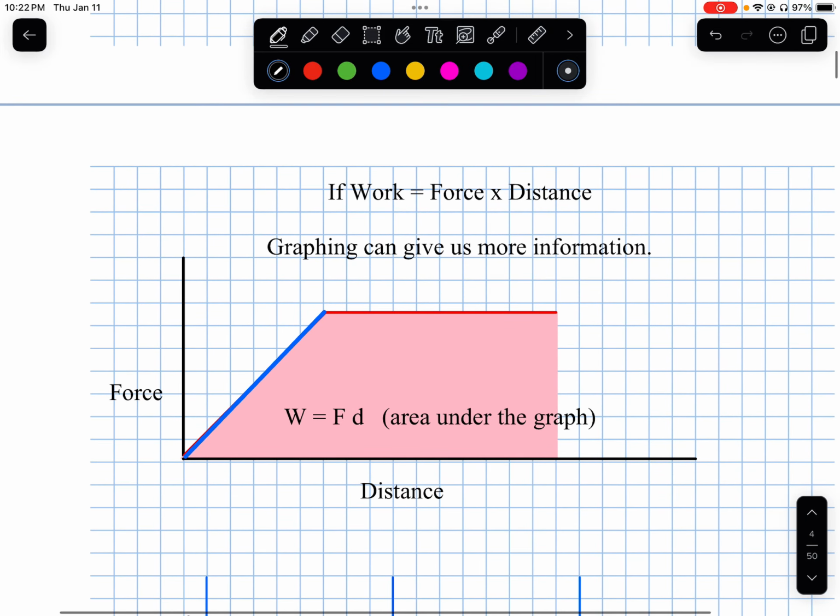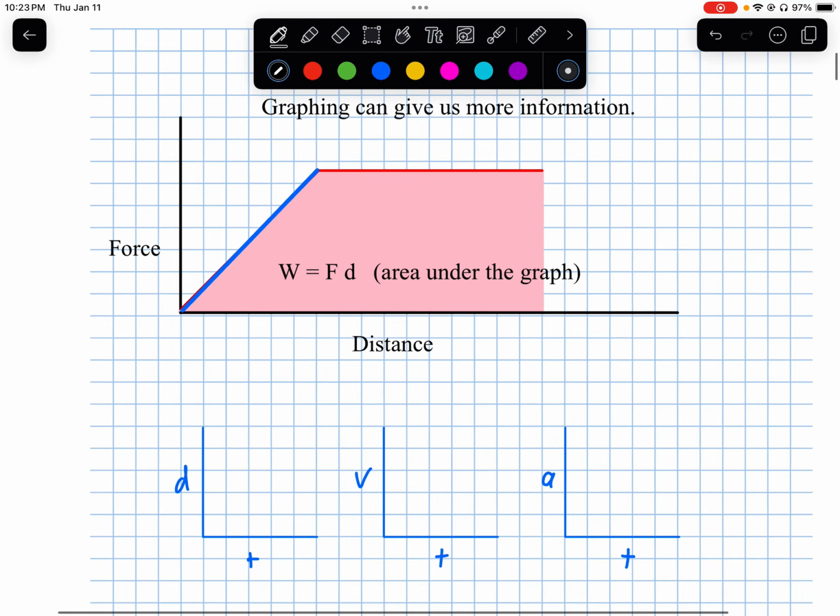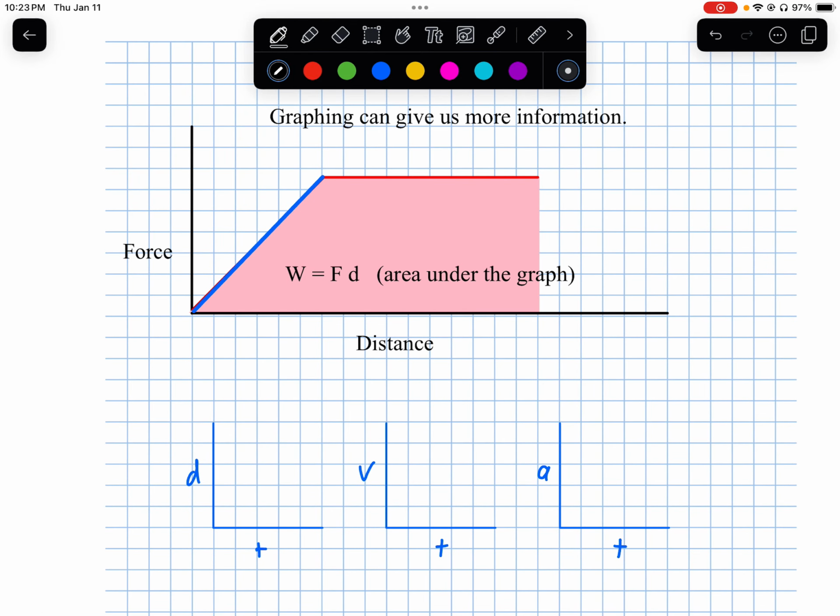So what if I go ahead and change up my graph a little bit? I'm now going to look at this blue section here, where the force is getting bigger with time. What would the corresponding dt, vt, and at graphs look like? So this is another one for you to try. Go ahead and pause the video and see if you can figure out what these graphs look like just for that blue section. We already did the red section, so just focus on the blue. All right, give it a shot.